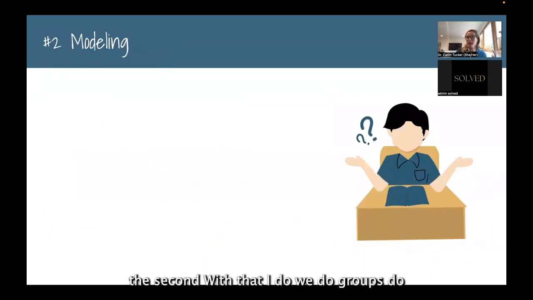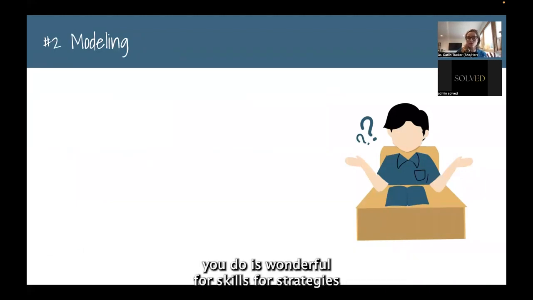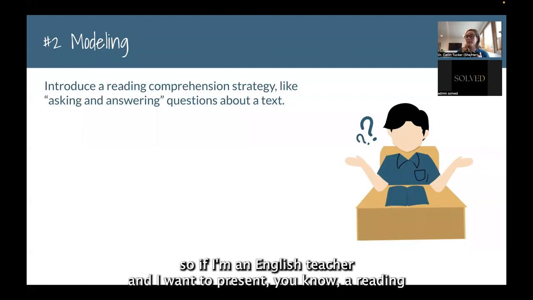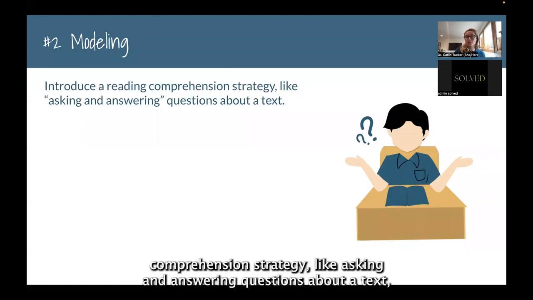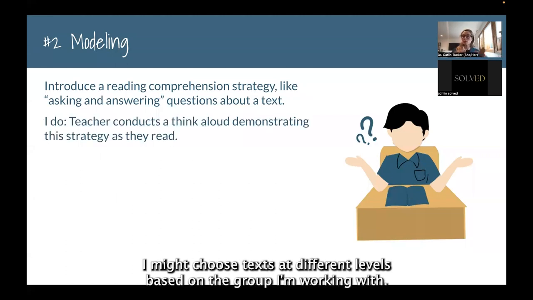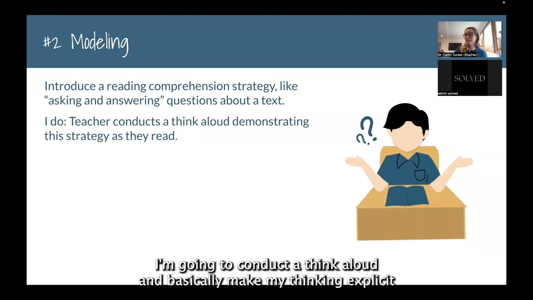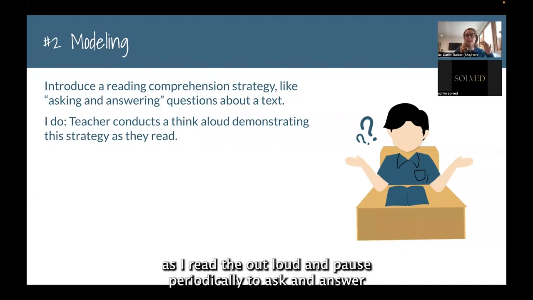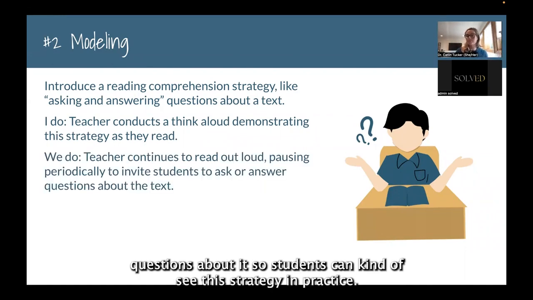The second, I do, we do, groups do, you do, is wonderful for skills and strategies. So if I'm an English teacher and I want to present a reading comprehension strategy like asking and answering questions about a text, I might choose texts at different levels based on the group I'm working with. I'm going to conduct a think aloud and make my thinking explicit as I read the text out loud and pause periodically to ask and answer questions about it so students can see this strategy in practice.